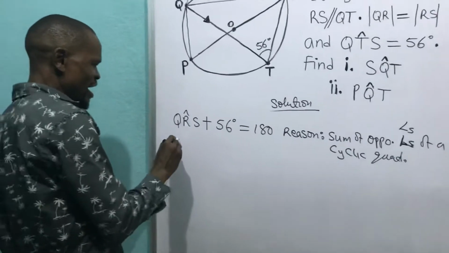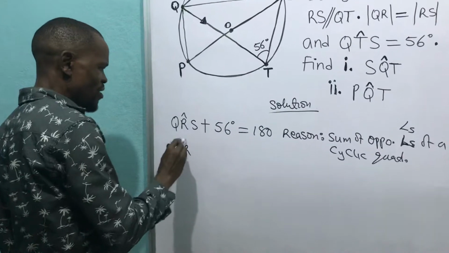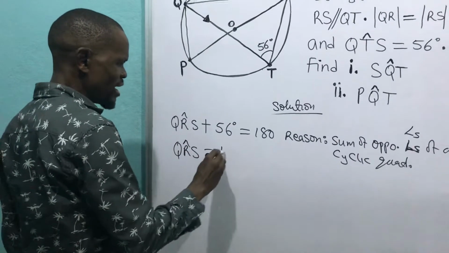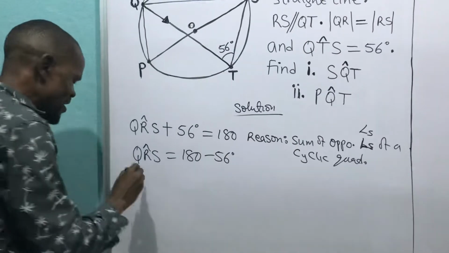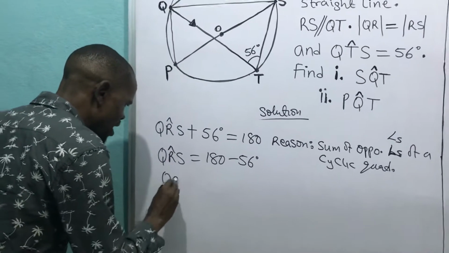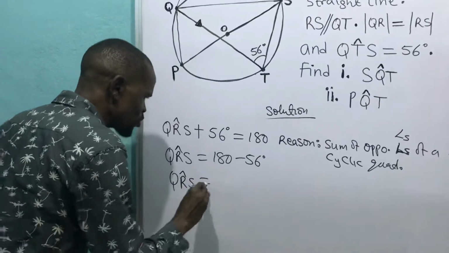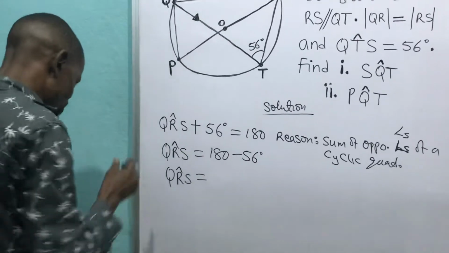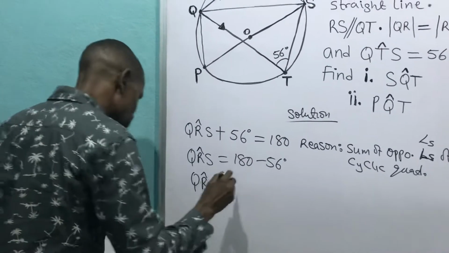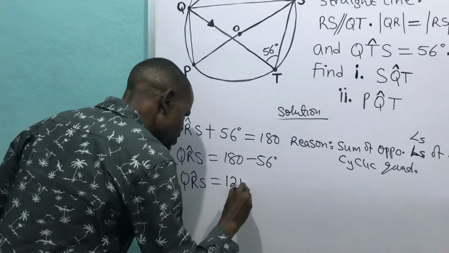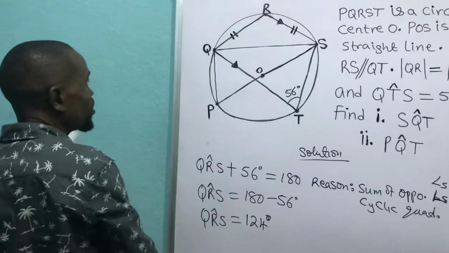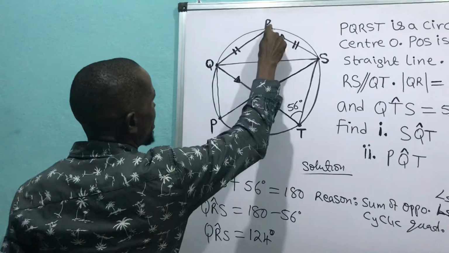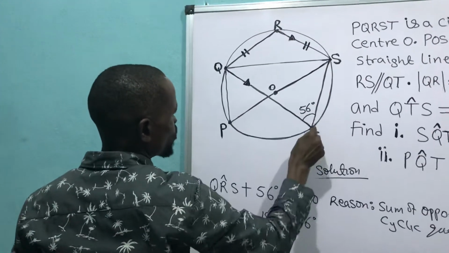Then from here I can now say that angle QRX is equal to 180 minus 56. And this will give me angle QRX is equal to 124 degrees. That means the angle I'm looking at is angle QRX, which is equal to this angle.